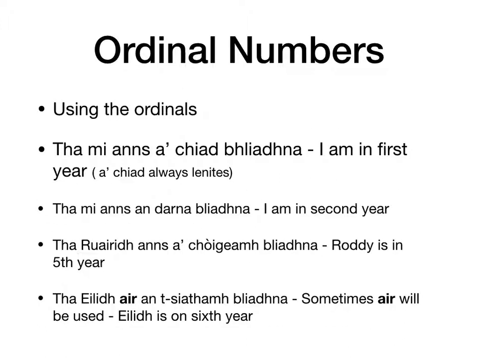Now, if you're in school, using the ordinals is quite a simple process. You can get used to using them very easily because you could talk about when you have your classes, a ciad class, a dara class, a treas class. But more likely, instead of talking about your classes, you're going to be talking about what stage you're at in school. So if you want to say you're in first year, you would say, "Tha mi anns a' chiad bhliadhna". I'm in first year. And "a' chiad" always lenites the word that comes after it.